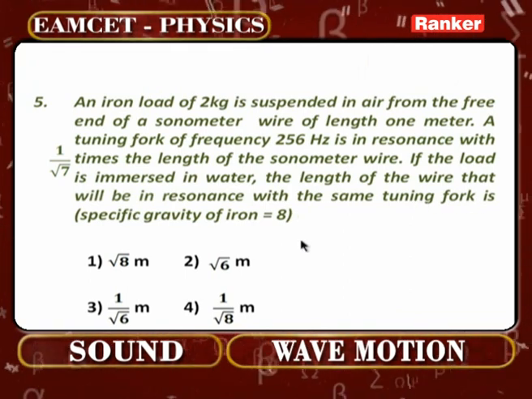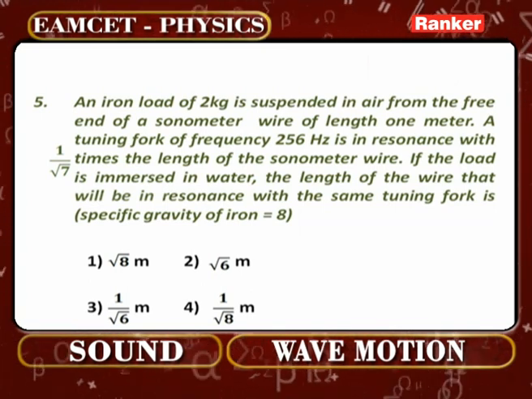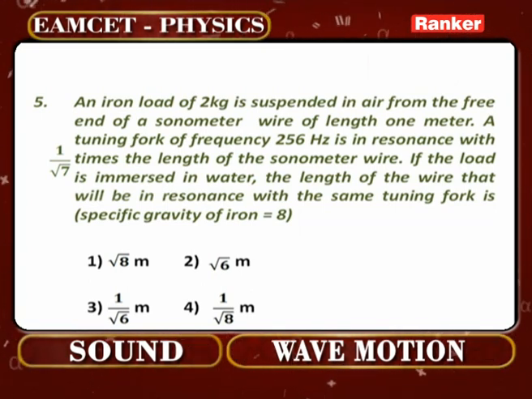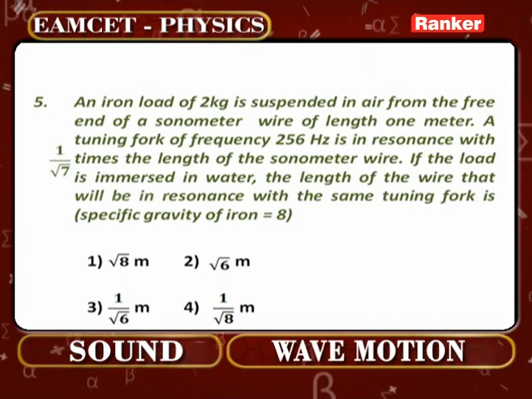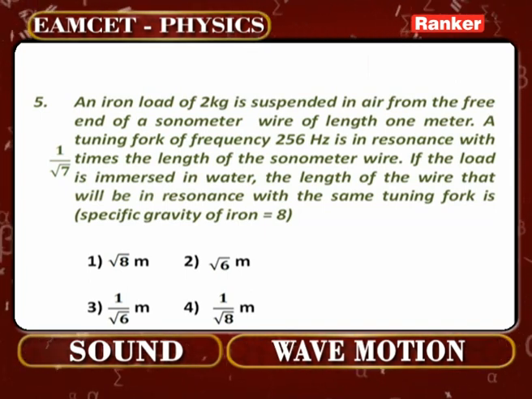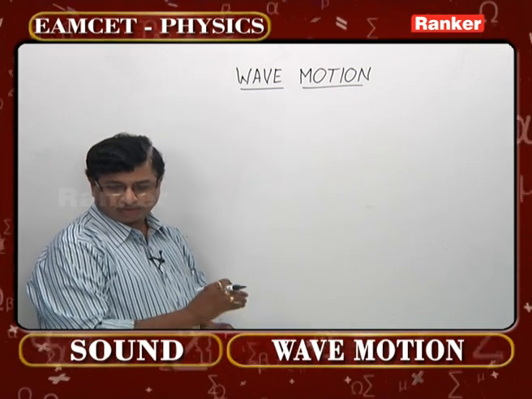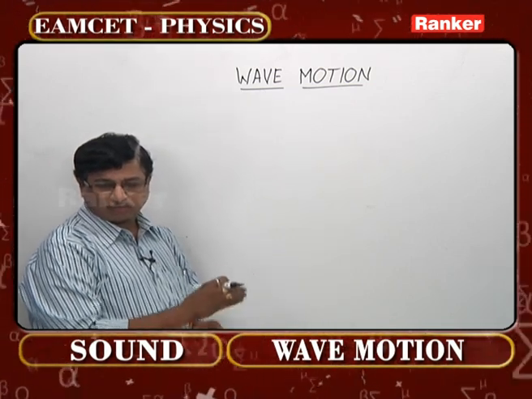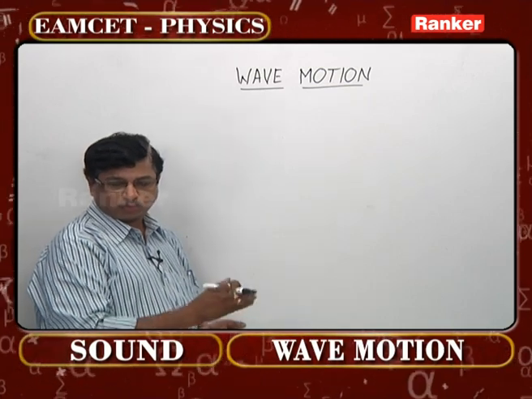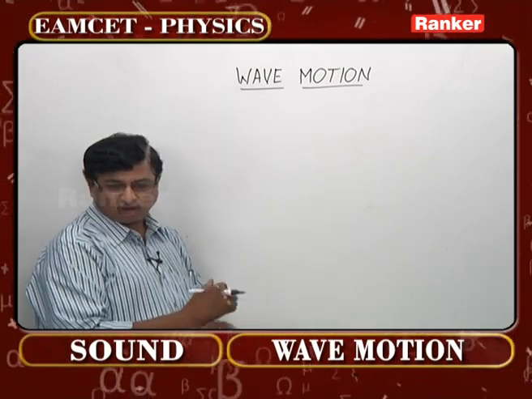First thing you should understand is that the resonance condition is to be taken up first. What is the condition for resonance? Frequency values are going to be equal. That is the condition for resonance as such. And secondly, he is talking about the same tuning fork. That means 256 Hz earlier also, now also.